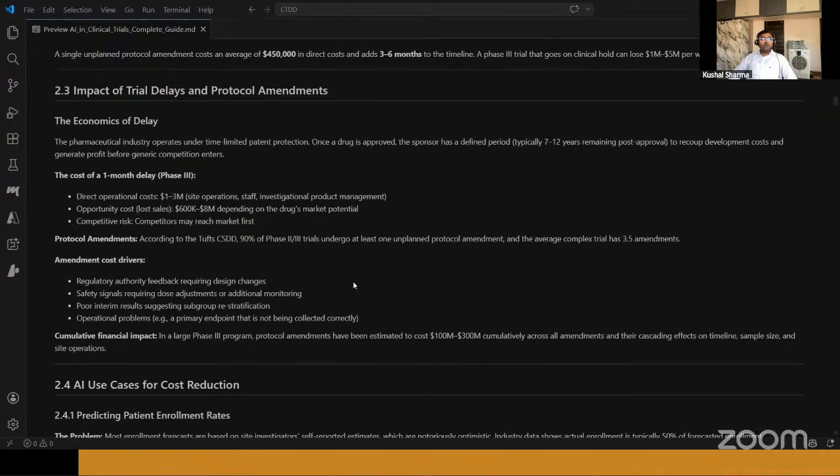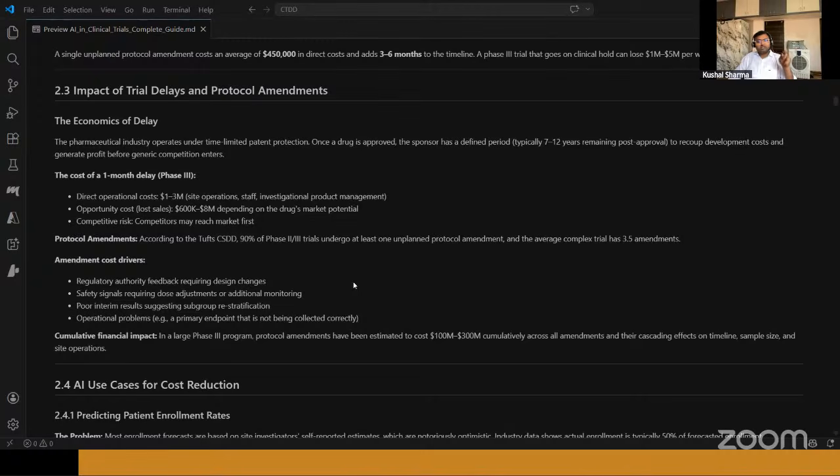So, the economics of delay. The pharmaceutical industry operates under time-limited patent protection. Once a drug is approved, the sponsor has a defined period, typically 7 to 12 years remaining post approval, to recoup development cost and generate profit before generic competition enters. So, cost of a 1 month delay, phase 3: direct operational cost $1 to $3 million for site operations, staff, investigational product management.